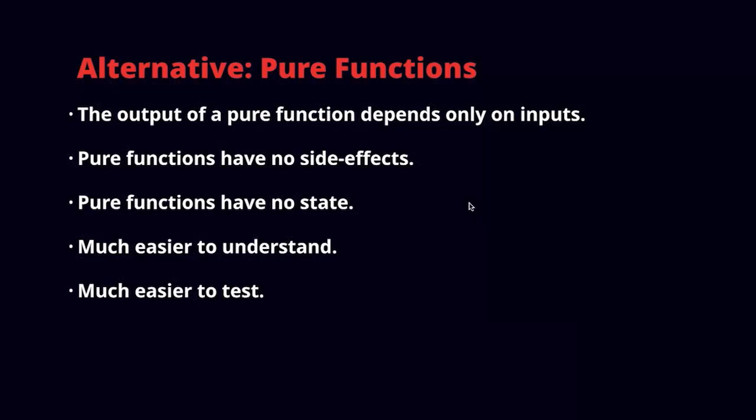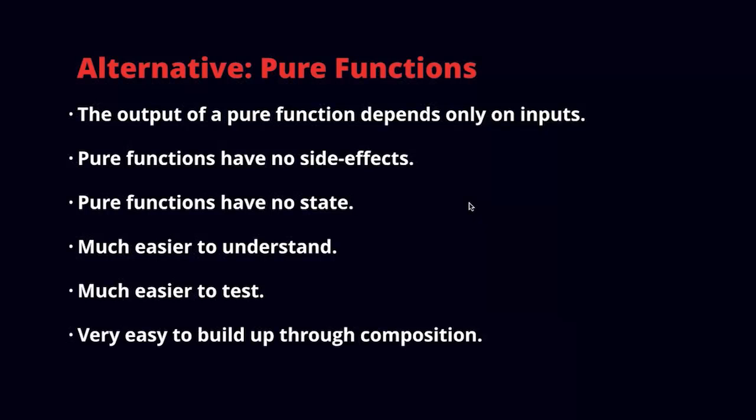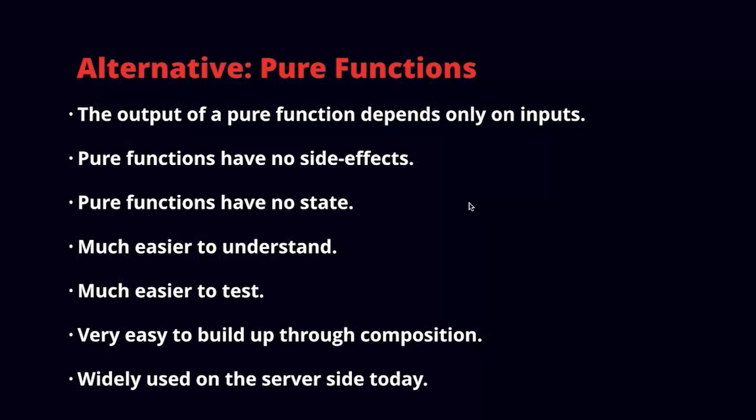In contrast, writing tests against object-oriented interfaces is actually quite a bit more difficult. And it's also very easy to build up pure functions through functional composition, where you can basically build chains of them and have your data moving from one function to another, and if you want to analyze it at each step, it's very easy to do so. So this approach is widely used on the server side today. It's increasingly coming to the front end.